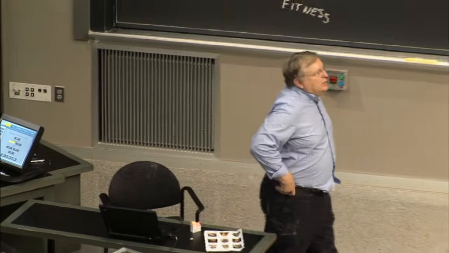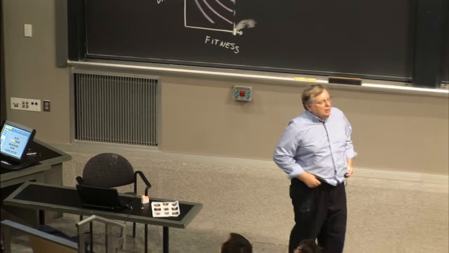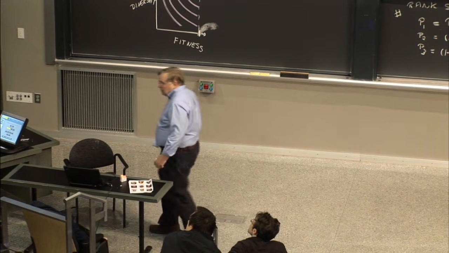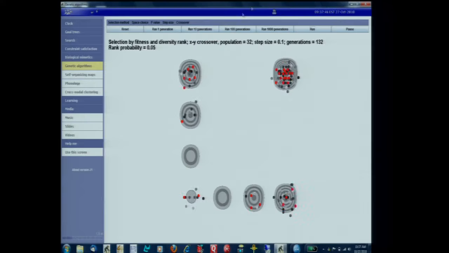Okay, so these are some of the things that you can think about when you're thinking. Oh, and of course, if we're a shark, we're going to forget about diversity. We'll change the selection method from fitness and diversity rank to just fitness. It collapses down to the highest hill.